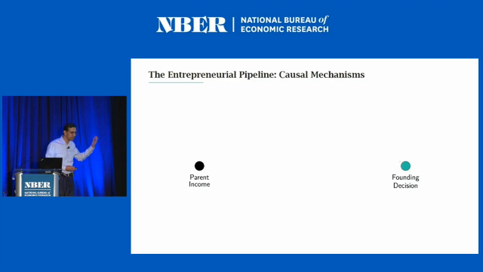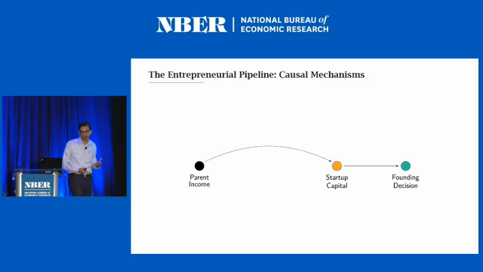Again, it's useful to use this DAG representation. We've got this initial treatment variable in some sense of parent income. We've got the ultimate outcome of interest of starting a firm. What are some pathways through which these variables might be linked? Well, one natural pathway that people in the entrepreneurship literature have spent a lot of time considering is the idea that startup capital might matter. If you have richer parents, you might have more money. You need money to start a firm. And maybe that's why kids from rich families are starting firms at higher rates.